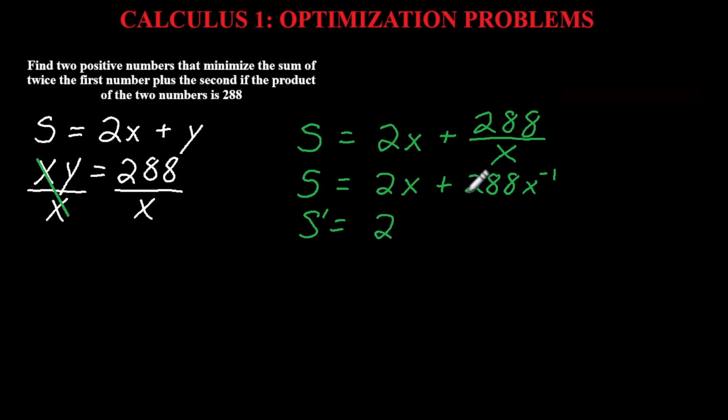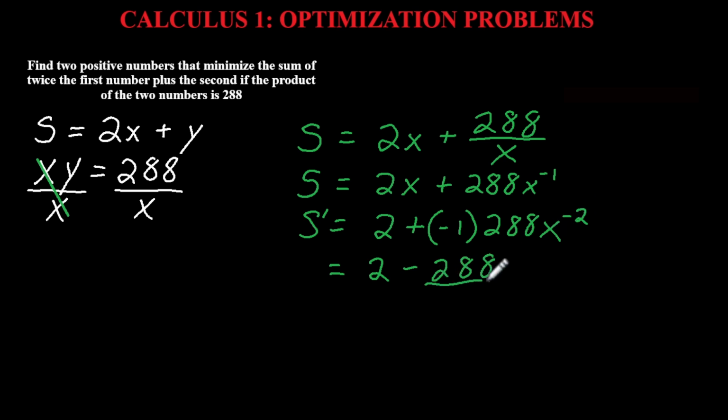So the derivative of the first term is just 2. And then for this term over here, I have to bring the exponent to the front times 288, and I must reduce the power of x by 1. And now I can rewrite this. So I have 2 minus 288, and we'll move this back to the denominator so we have x squared.